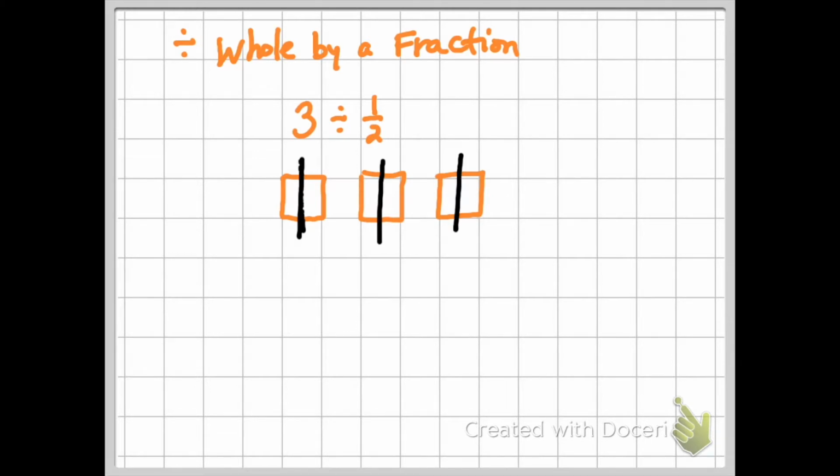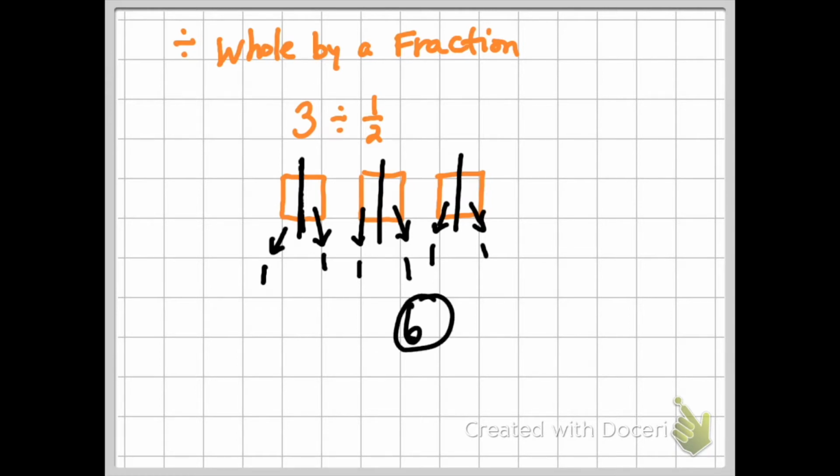So I've got 1. There's another one. There's another one. Another half. Another half. And another half. So altogether, I actually have 6 halves.